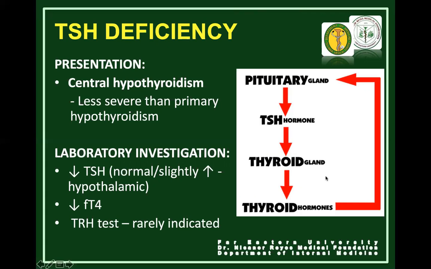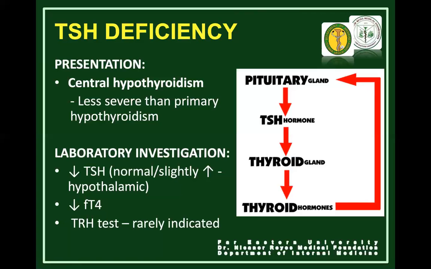So that's the difference between a pituitary hypothyroidism or a TSH deficiency compared with primary hypothyroidism, wherein there is a deficiency of your thyroid hormone. So primary hypothyroidism will be more severe.